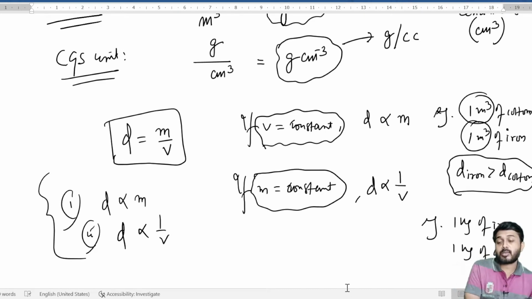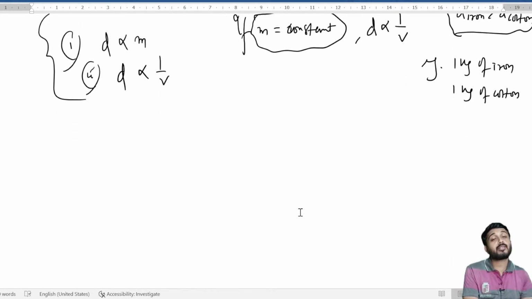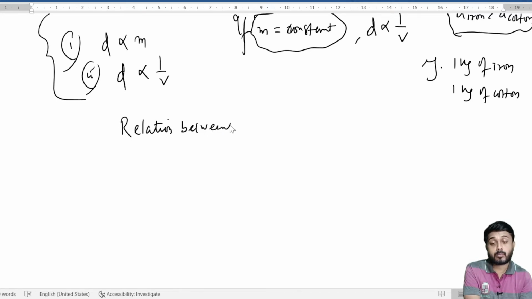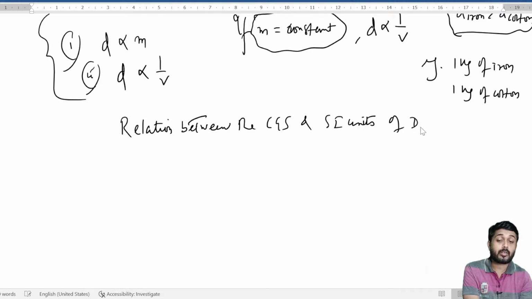Now let's come to understand the relationship between the CGS and the SI units of density. I hope the concept is getting clear to you right now. Relation between the CGS and SI unit of density.